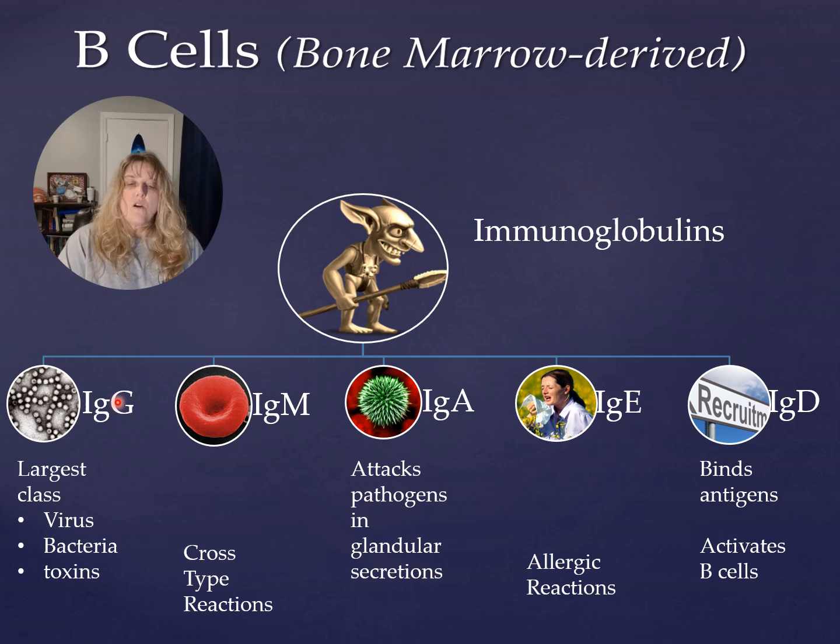The IgA are the ones that attack pathogens found in glandular secretions. IgE is responsible for our allergic reactions or the issues we have with those. And then IgD will bind antigens to activate the B cells, so it's kind of like a helper there. And I did highlight these two. Two of the big ones that you'll see with National Registry are IgM and IgE. The IgM, because you're going to have the cross-type reactions with the blood, and the IgE for your allergic reactions.